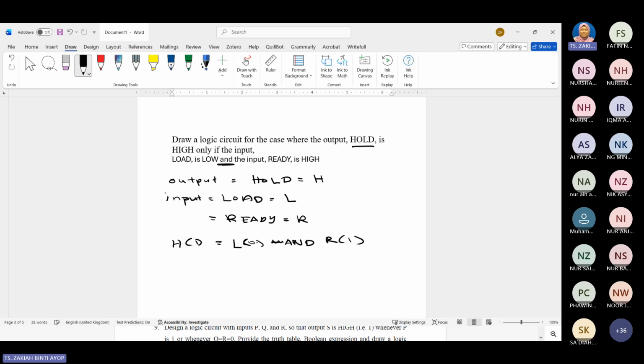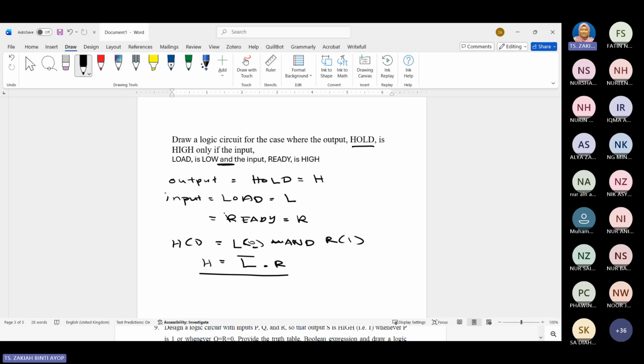So how do we represent 0 for that variable? You can say H, as normal H, 1 is normal. And if it's a 0, we use a bar at the top. L bar and R. Now we have the expression. Once you have the expression, then you can draw the circuit.